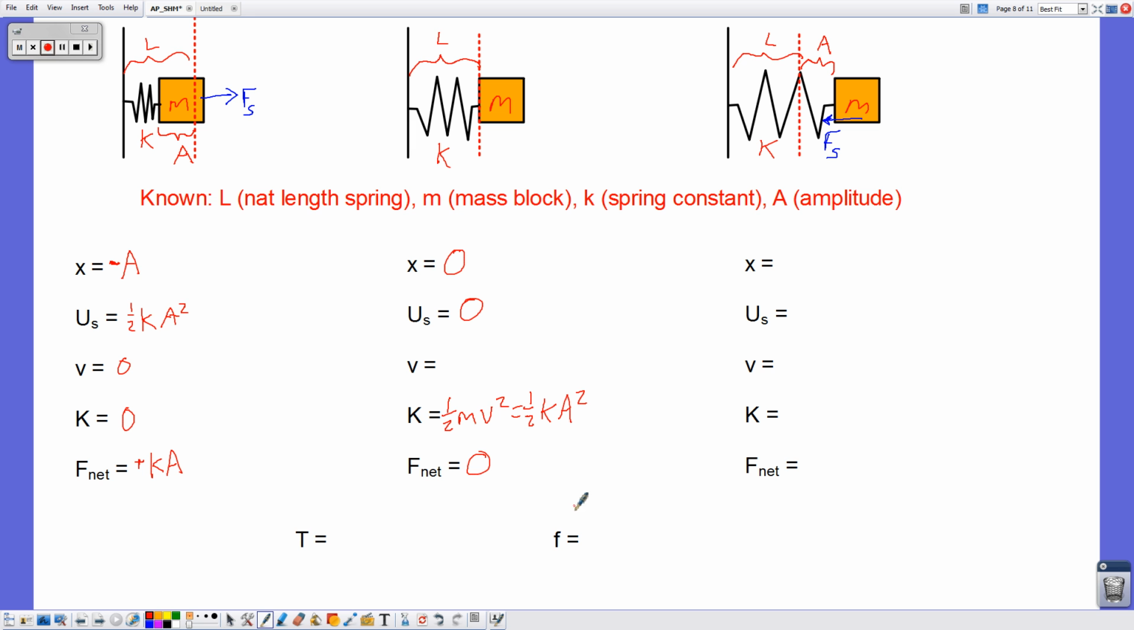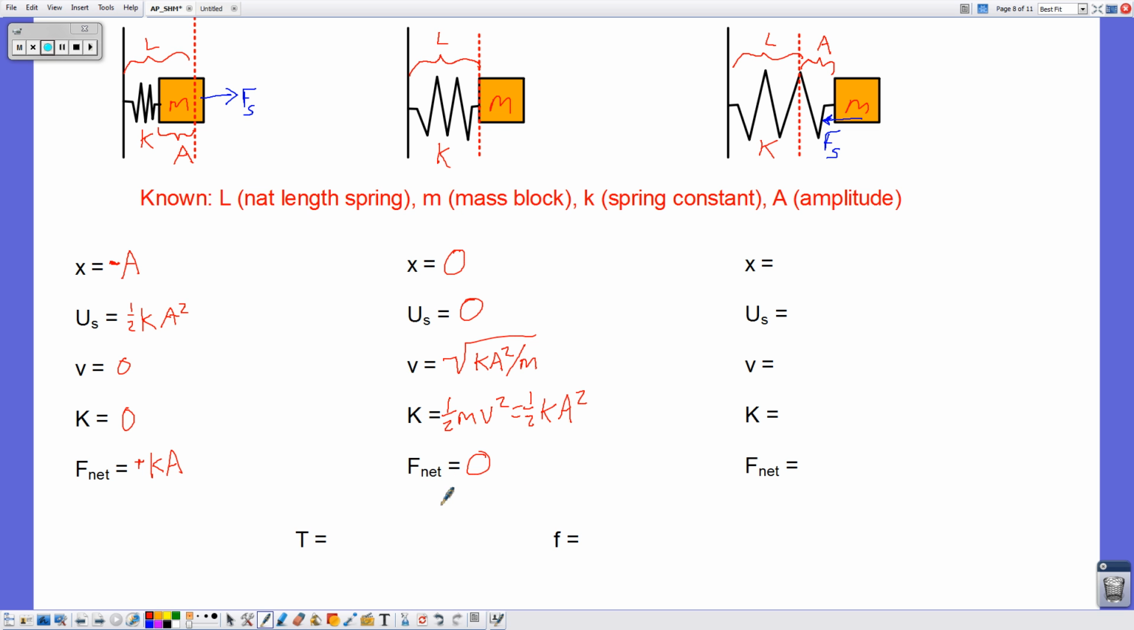Conservation of energy. The total amount of energy here must be equal to the total amount of energy here. So, since this is 0, this must be this. Which means I can now solve for v, can't I? Let's look at this. 1/2 mv squared, I've got to solve for v. My 1/2s cancel out, leaving me with mv squared equals kA squared, which gives me v equals the square root of kA squared divided by m.